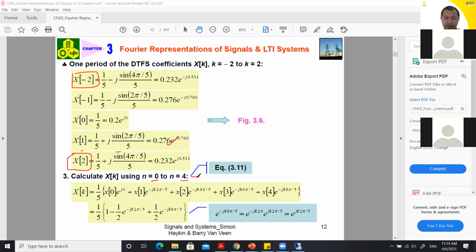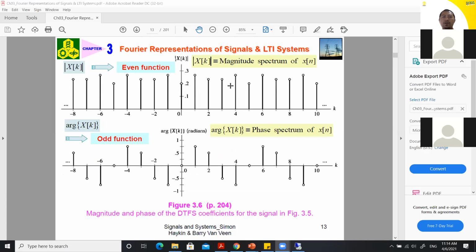Total is 5, right? 0, 1, 2, 3, and 4. Total is 5, one period. How about this one? This one is the same: minus 2, minus 1, 0, 1, 2, also 5. So it's another method. You can use this one, and also you can use this one. It will have the same result. And then we move forward to the result.